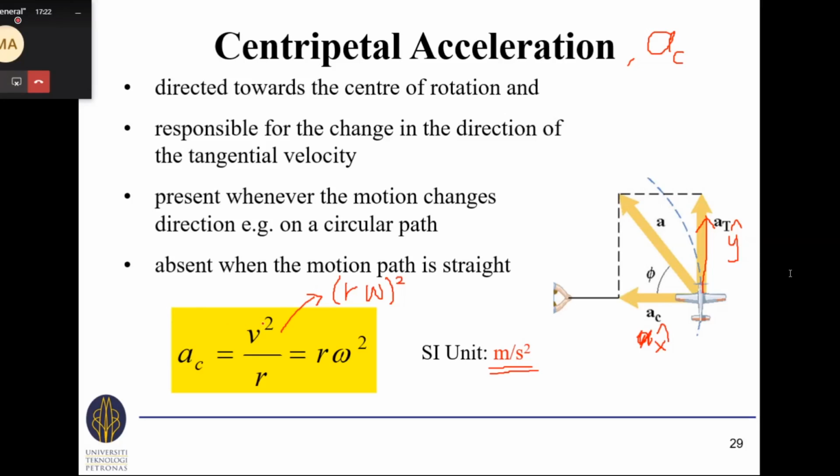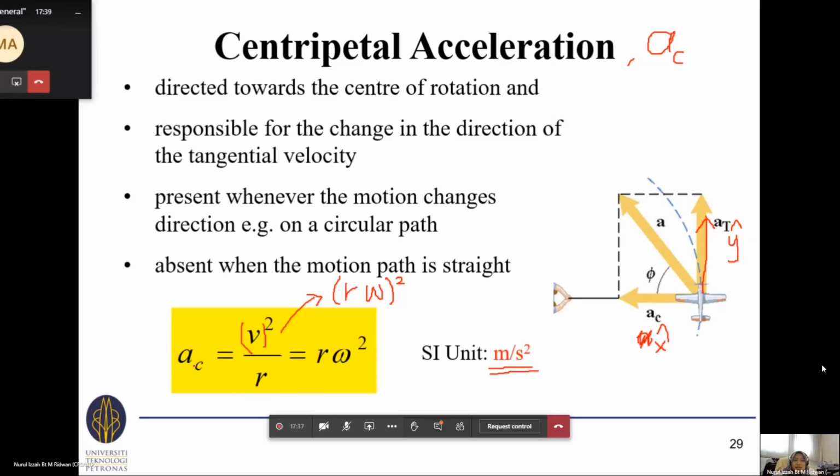When you have V squared here, we know that V is equal to R omega. So when V equals R omega, what you have there in the bracket becomes R omega, and both must be squared. One of the R will be cancelled with the one down here. Then your AC is equal to R omega squared.